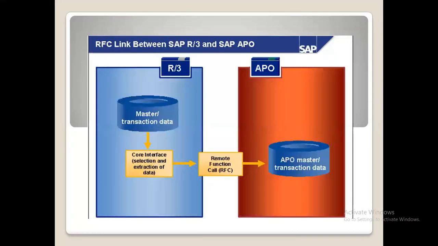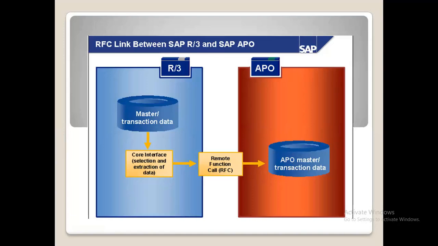Yes, let me introduce some examples. Normally in the APO, what will the APO do? APO will do the planning. It is mainly for the planning purpose. It doesn't have any inputs of its own. It gets the inputs from other external systems. The inputs for this system you have to get from the external system.